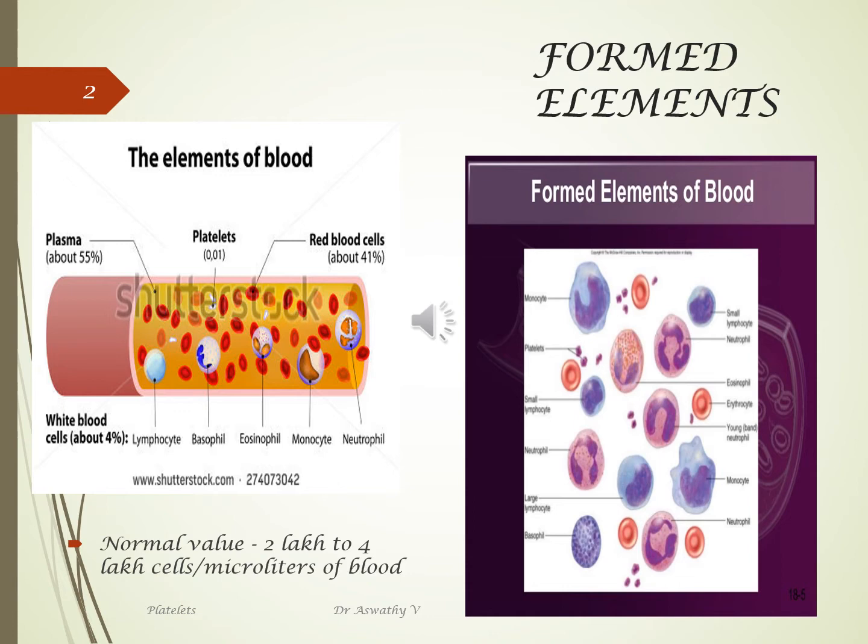Blood has a plasma part and a formed element part. You know that. Formed elements are RBCs, WBCs and platelets. Platelets are the smallest among the formed elements. Normal value of platelets is about 2 lakh to 4 lakh cells per microliter of blood.